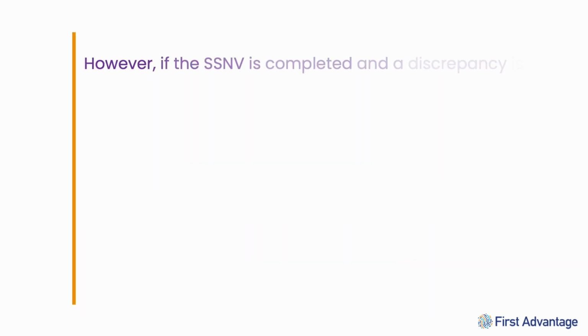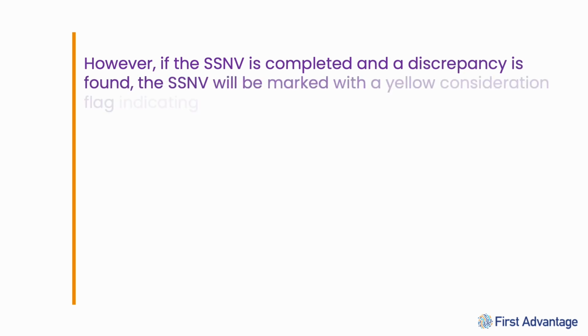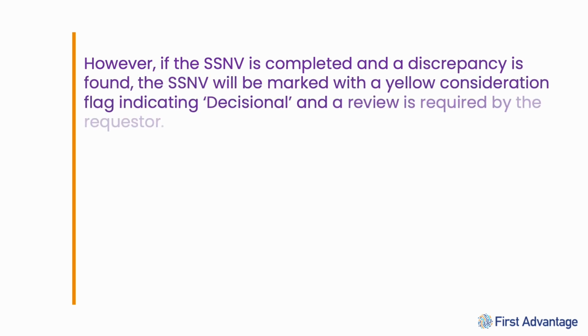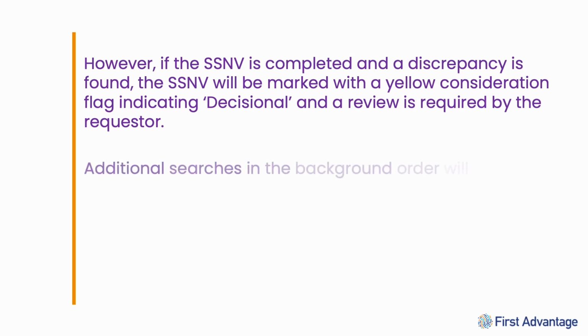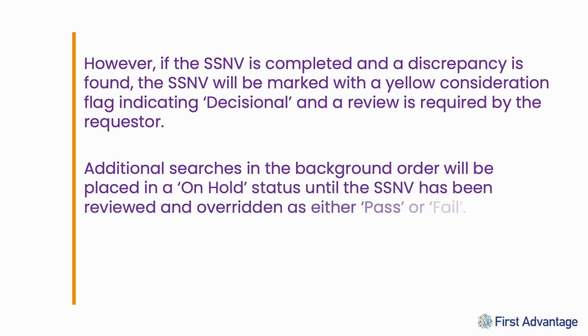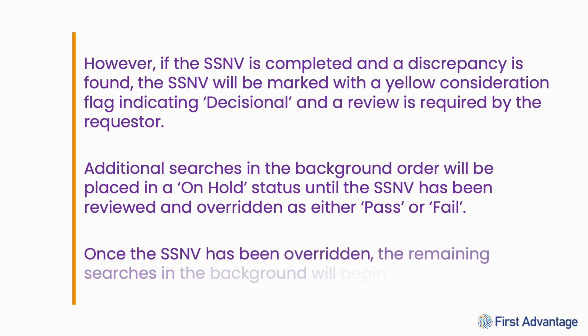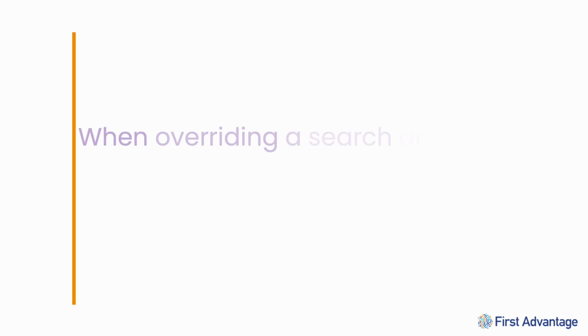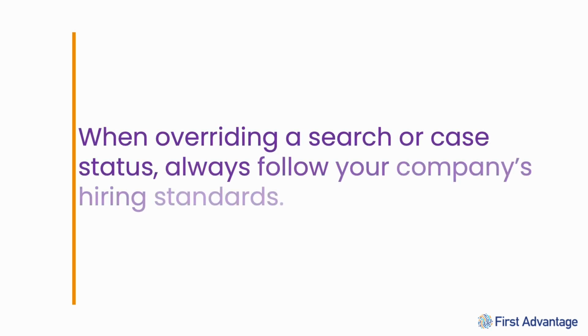However, if the SSNV is completed and a discrepancy is found, the SSNV will be marked with a yellow consideration flag indicating decisional, and a review is required by the requester. Additional searches in the background order will be placed in an on-hold status until the SSNV has been reviewed and overridden as either a pass or fail. Once the SSNV has been overridden, the remaining searches in the background will begin processing. When overriding a search or case status, always follow your company's hiring standards.